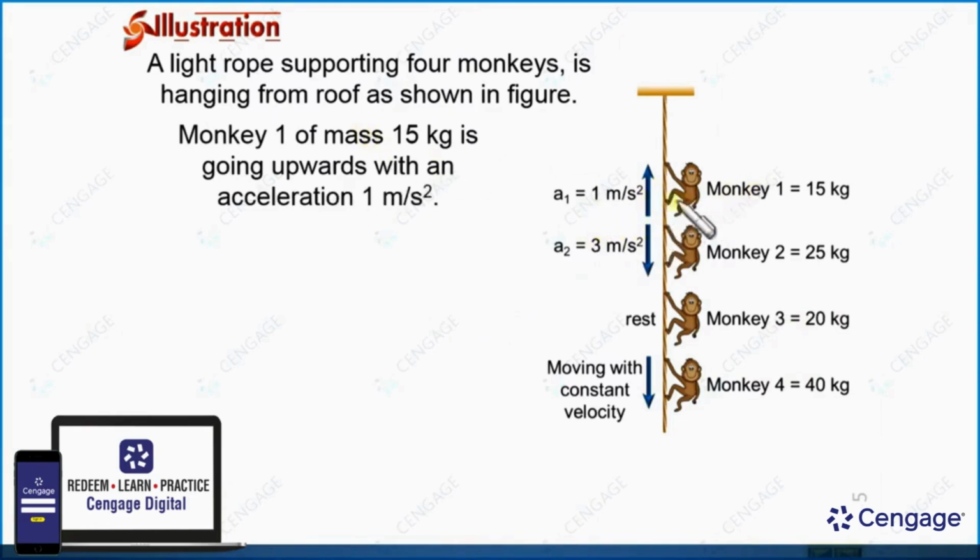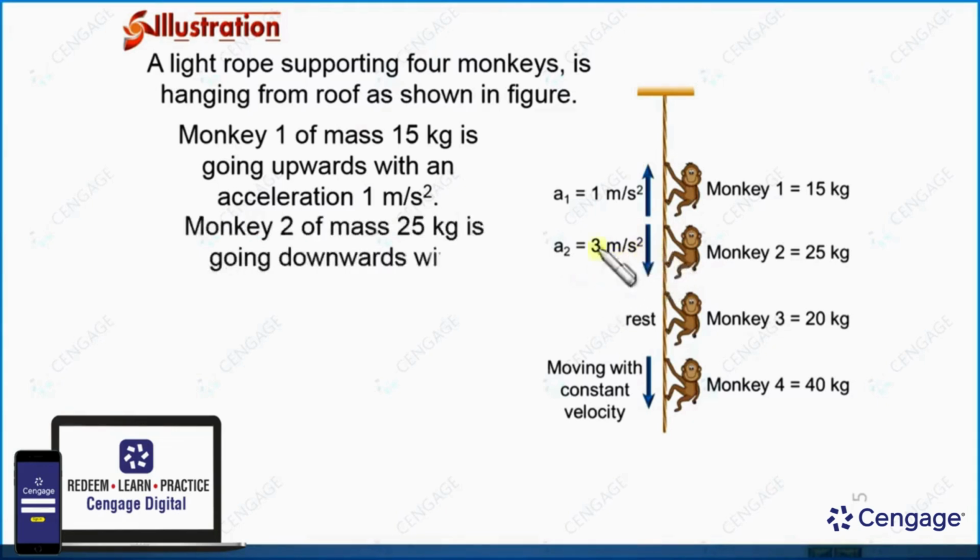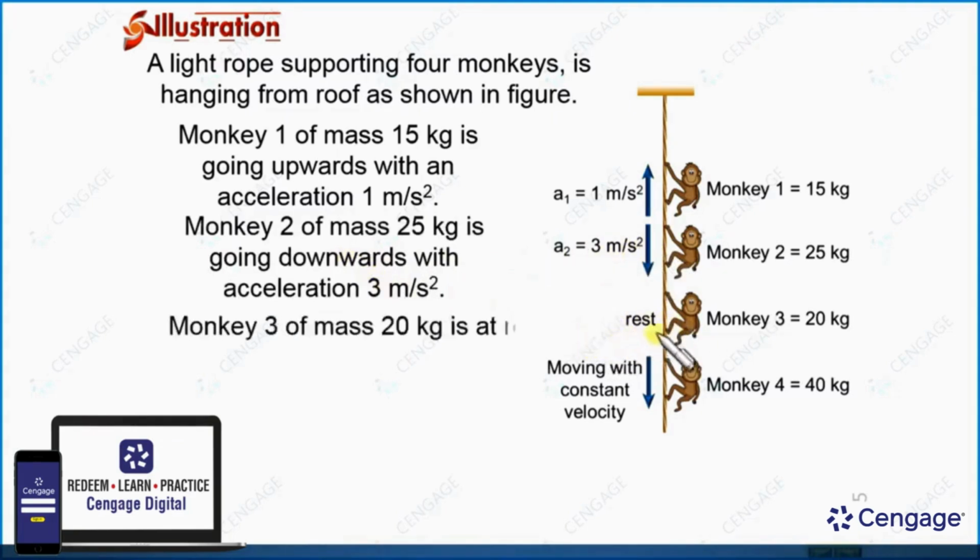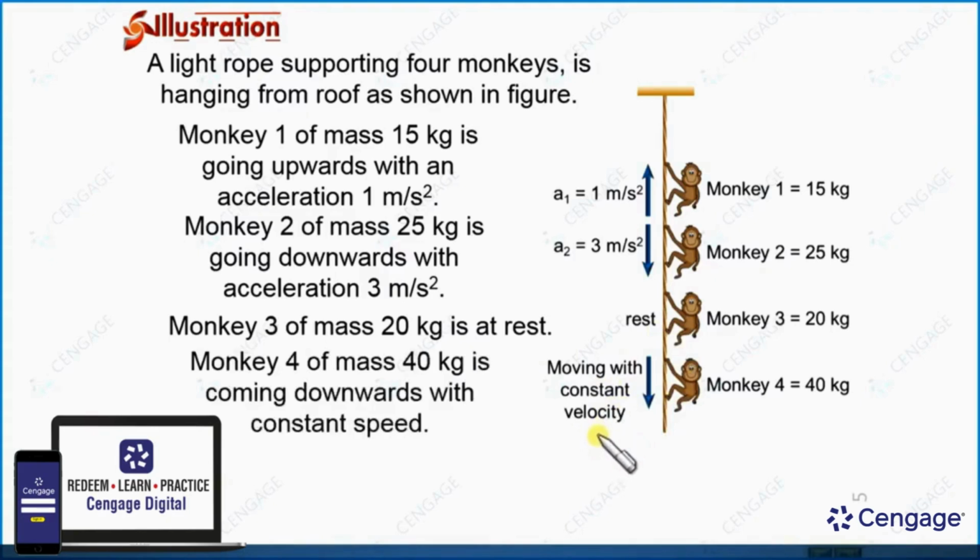Monkey 1 has acceleration 1 meter per second square in the upward direction, and monkey 2 has 3 meter per second square in the downward direction. This monkey is at rest, and this monkey is moving in the downward direction with constant velocity. Here we need to find the force of the ceiling on the rope. This is the question.